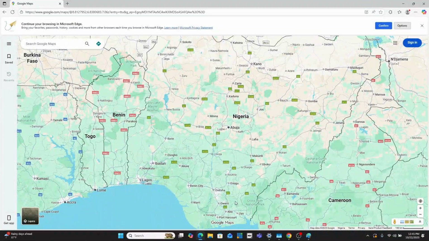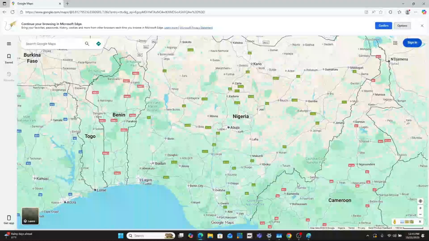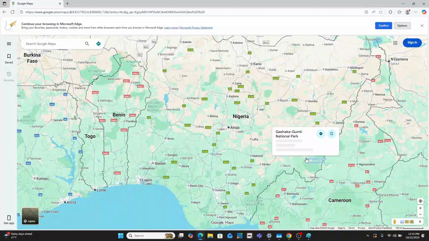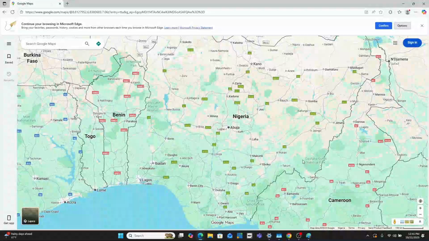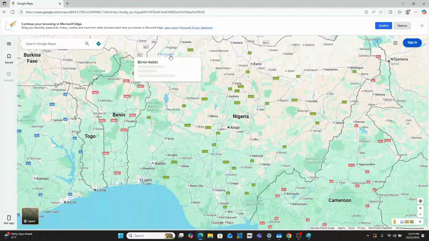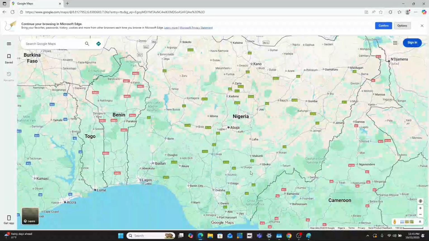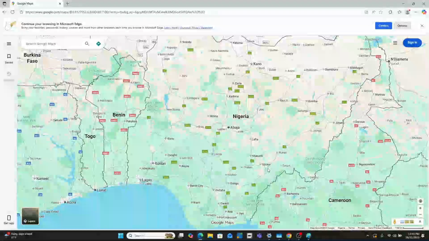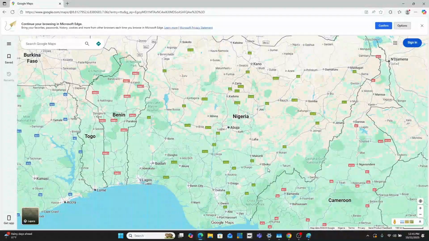How do we connect Calabar? Where is Calabar? Yeah, how do we connect Calabar to Ibadan? Isn't it? How do we connect Benin City down to Nsukka? Isn't it? Those are the things we'll be looking at based on the requirements.